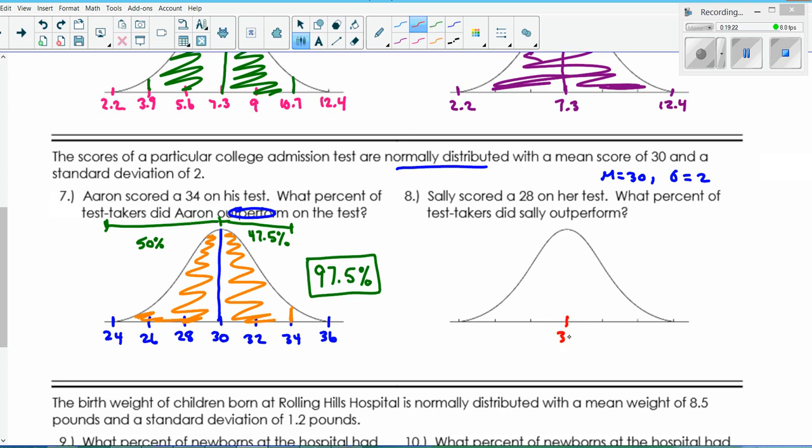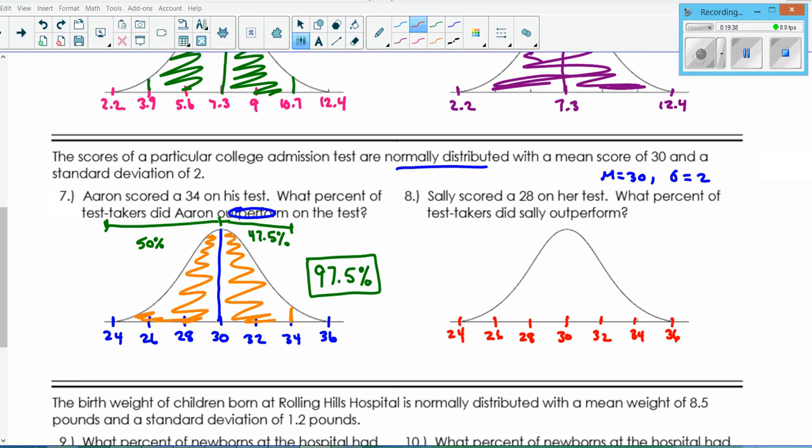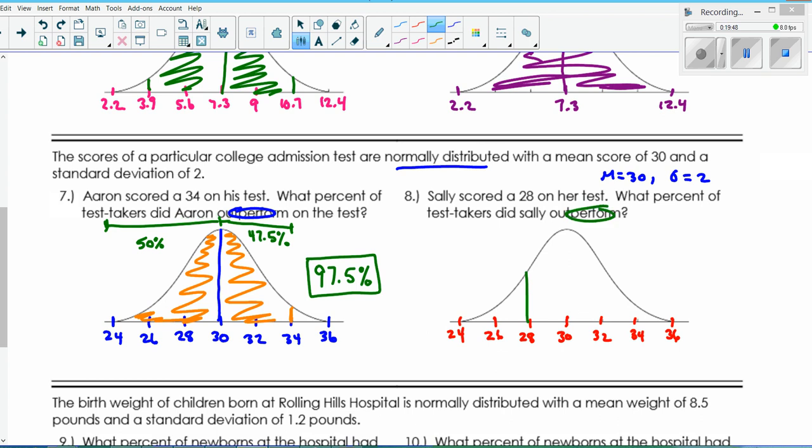So we know that the average is 30. Okay, go ahead and just write in all of your numbers again. Okay, so in this one, it says Sally scored a 28. So Sally's right here. What percent of test takers did Sally outperform? Okay, so here's my middle. So Sally outperformed everybody that falls here. So then what we can do is we can figure out what falls here.